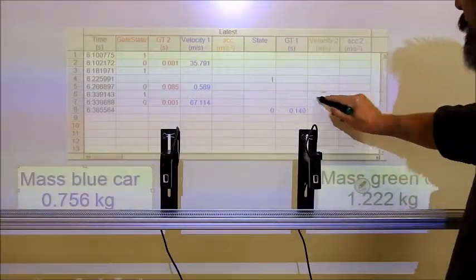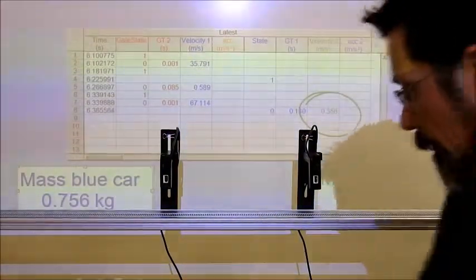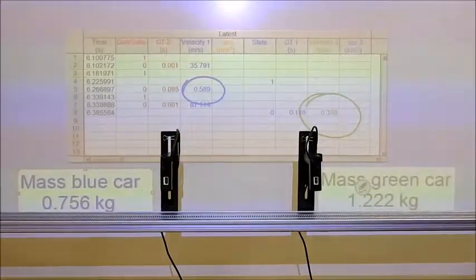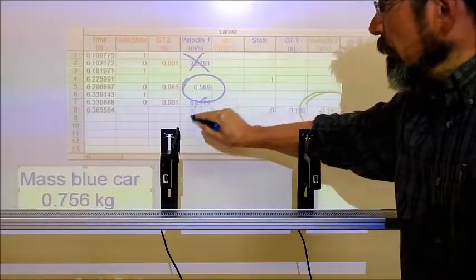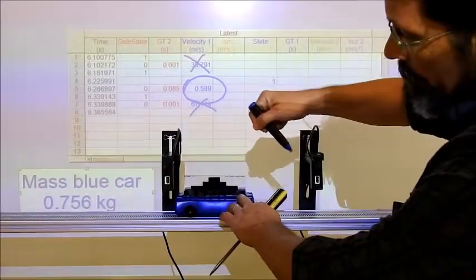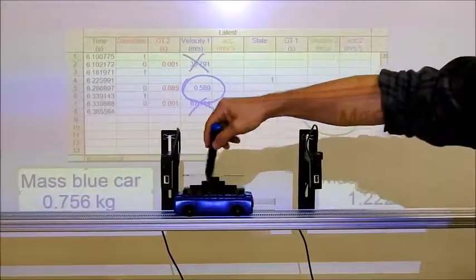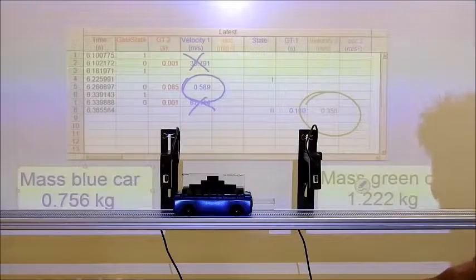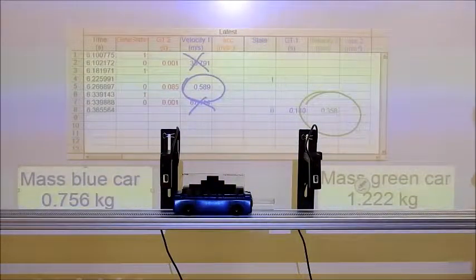This value right here, this velocity, 0.358 meters per second. And for the blue car, we're going to use this value right here, 0.589 meters per second. These two velocities, they represent the edge of the screen. Sometimes these picket fences, the light beam that comes across catches the edge of that and interprets that as part of that 5 centimeter block. But we know that can't be velocities of 40 and 70 meters per second. That's flying across the room.